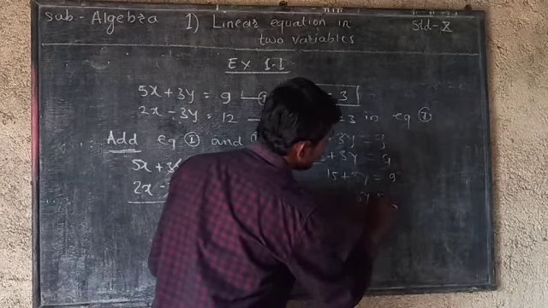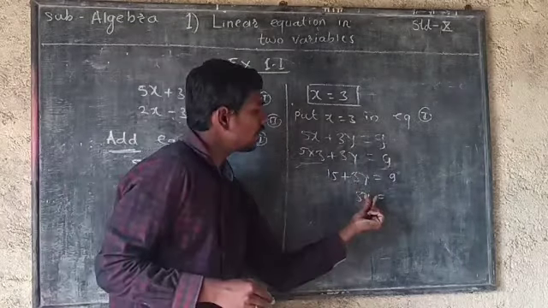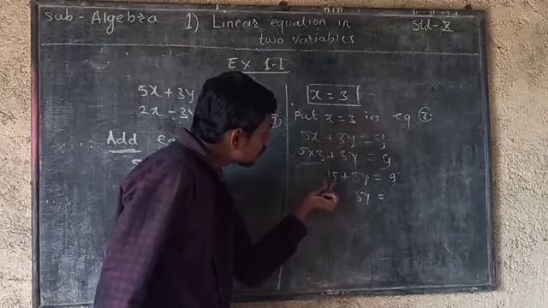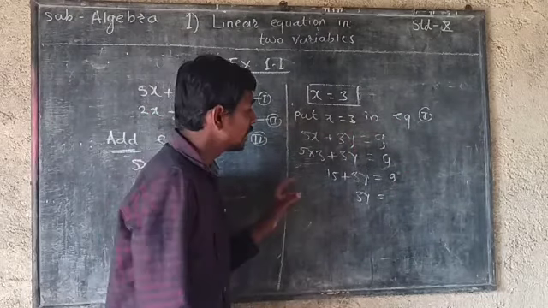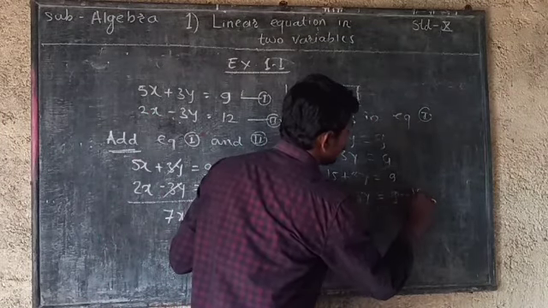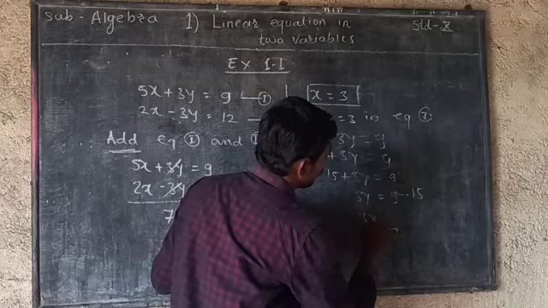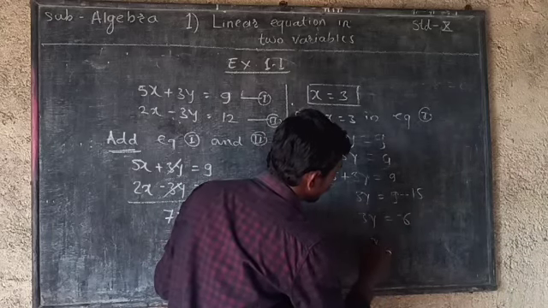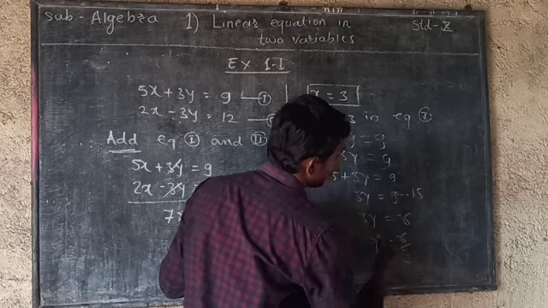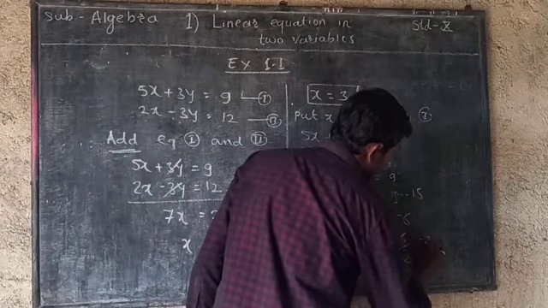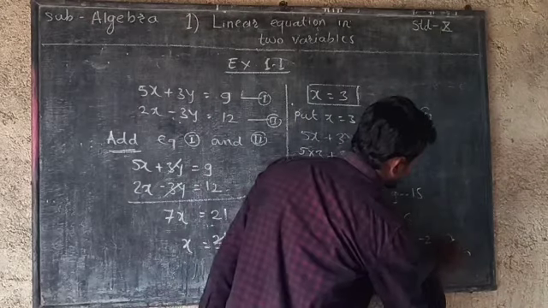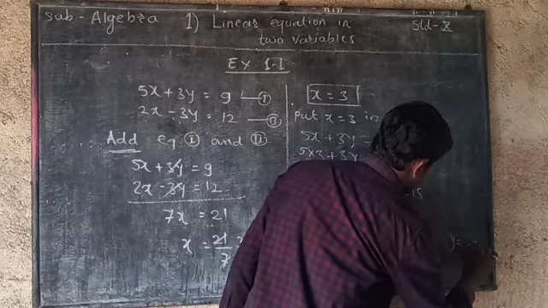Now 3y is equal to... now we have to find the value of y, right? So this 15 will go there and it will become negative, right? So 9 minus 15, 3y is equal to minus 6. It means y is equal to minus 6 upon 3, right? So 3 ones are 3, 3 twos are 6, but it will become minus 2, right? So the value of y will be minus 2.